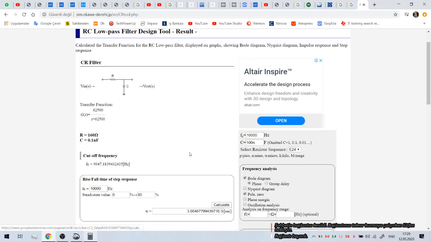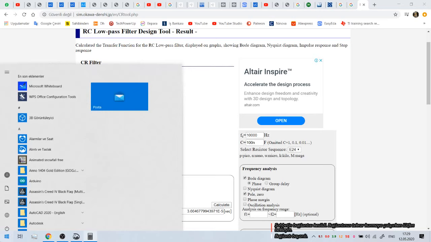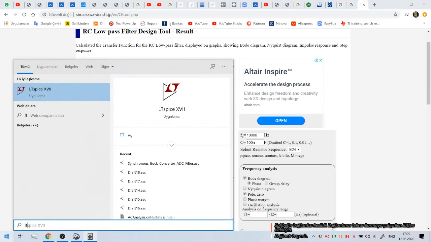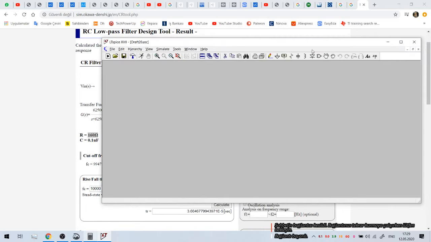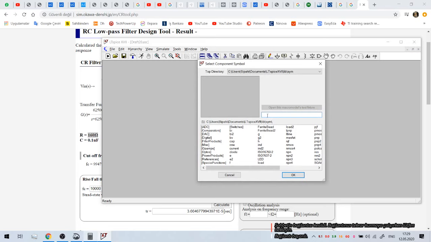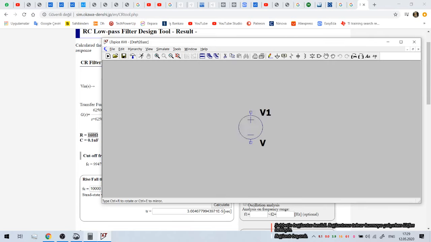I said it. Okay, I also want to show the LTspice simulation of this filter behavior.